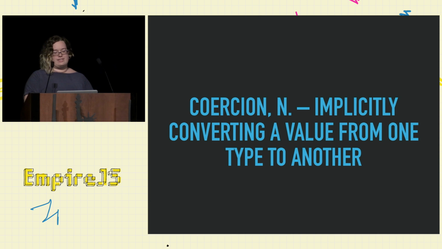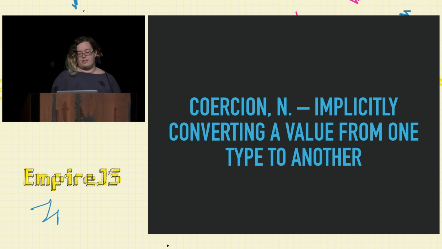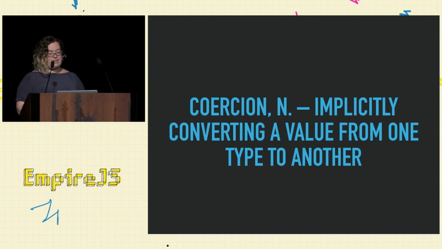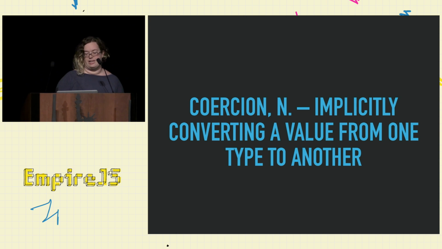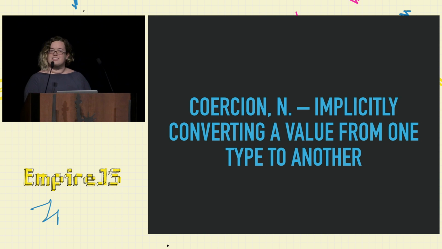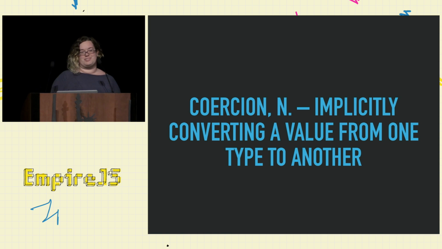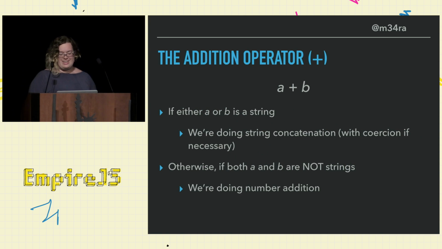And the way that it's doing this is through something called coercion. Coercion is implicitly converting a value from one type to another. We never actually told JavaScript that we wanted it to convert anything to a string. It basically just looked at the expression we gave it and said, I think you're trying to do a string thing. It looks like you're wanting a string. And so it gave us one, which is very, very magical and not confusing at all.